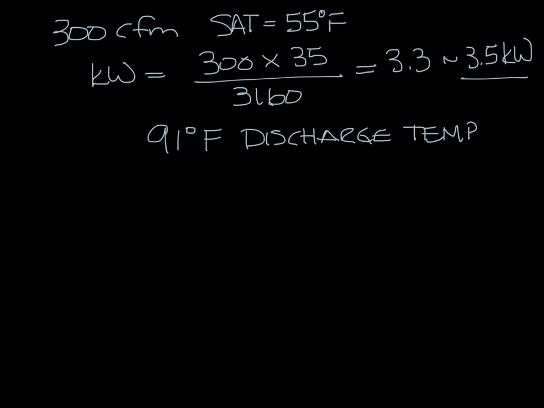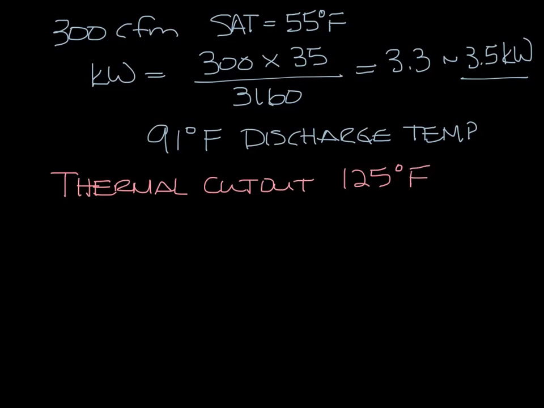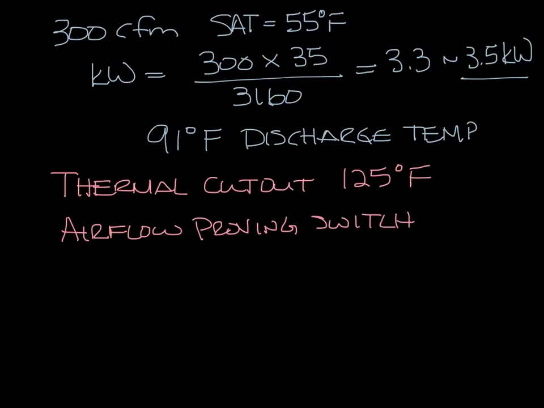Okay, so per UL, we have to have thermal cutouts and an airflow proving switch in boxes with electric heat. If you exceed 125 degrees, the thermal cutout will switch the heater off. If you don't have enough airflow, you can't turn the heater on. You'll also get hotspots in the electric heater elements, which will trip the thermal cutouts. So we recommend that you have at least 80 CFM per kW.